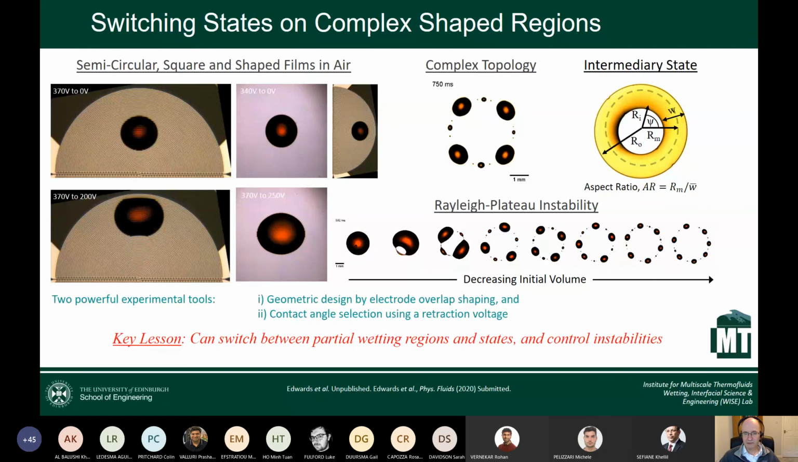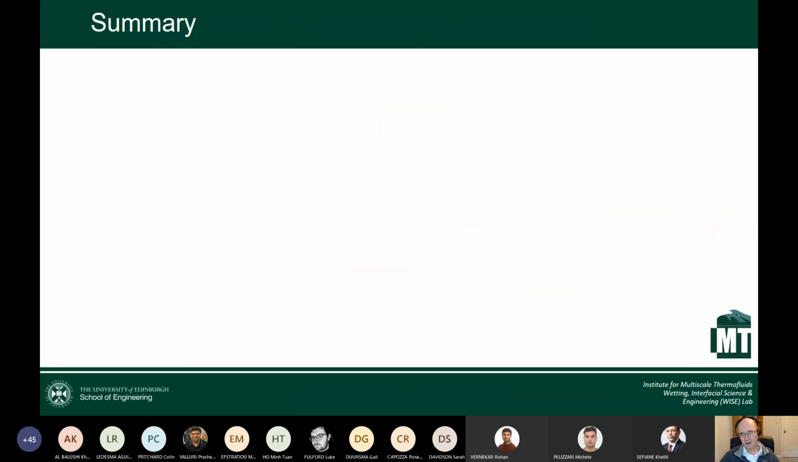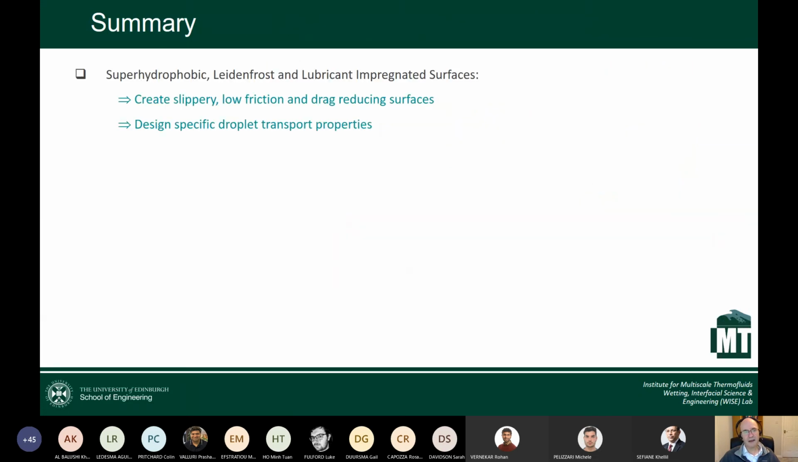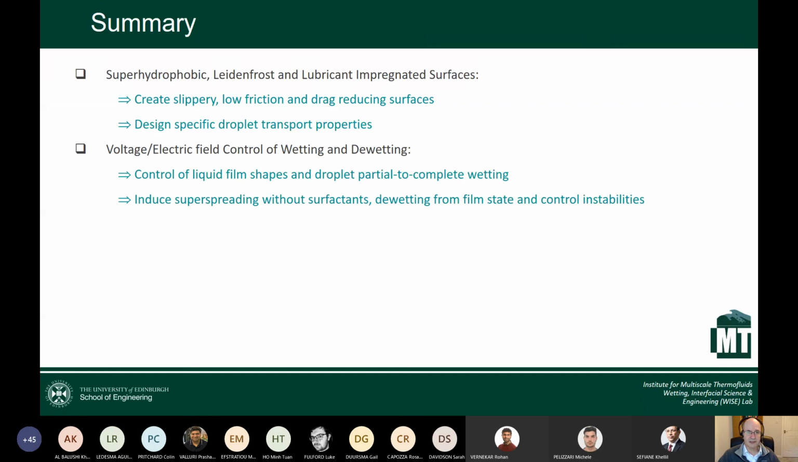So we can switch between partial wetting regimes and states, and we can control the instabilities and understand those processes. So I'm coming to the end of the talk. I've talked through different types of surfaces from superhydrophobic through Leidenfrost to lubricant impregnated surfaces. And there are different strategies for making low friction surfaces for liquids. And you start to design very specific transport properties.